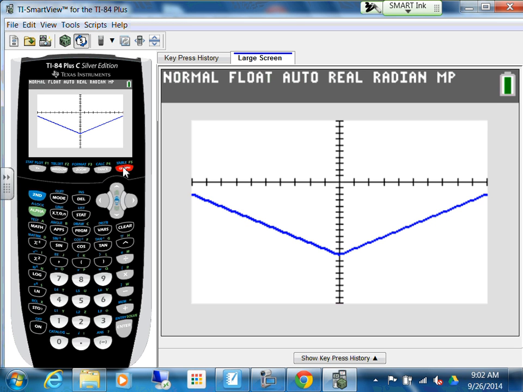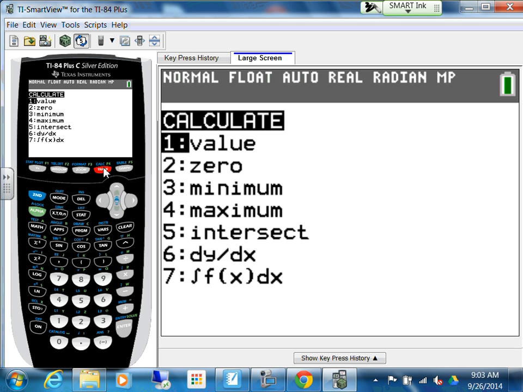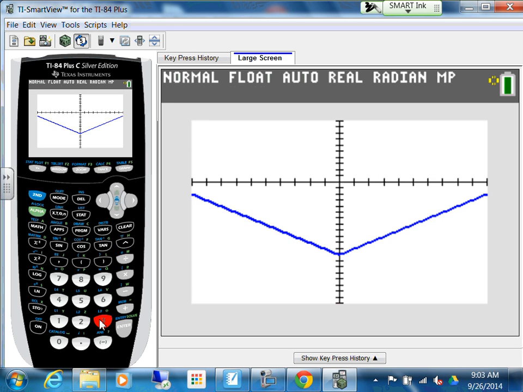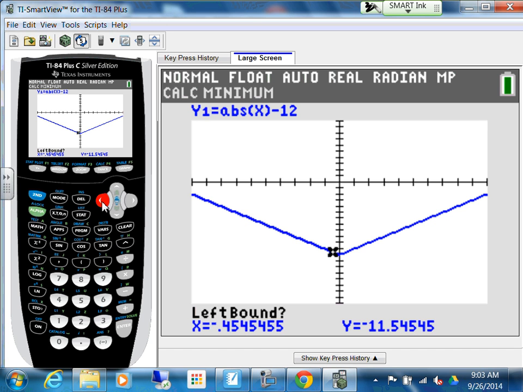Okay? Draw your sketch. And then find your vertex. Is it a minimum or a maximum? Minimum. I'm going to try to get a little closer, to get that a little bit better.